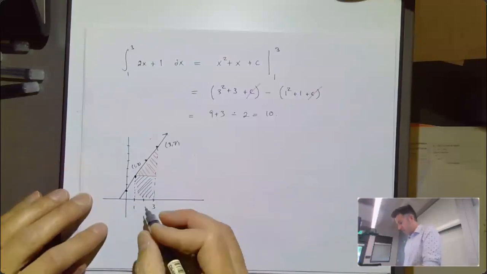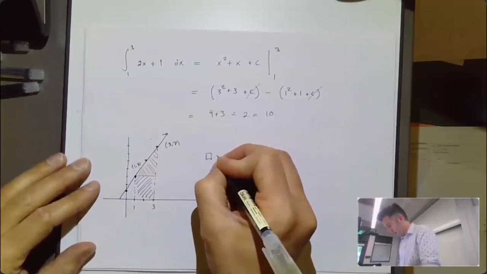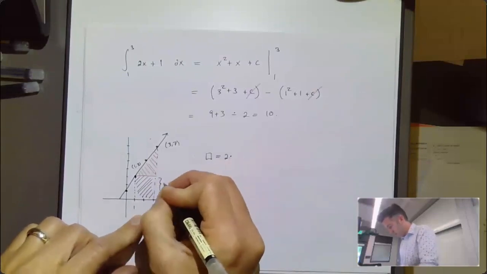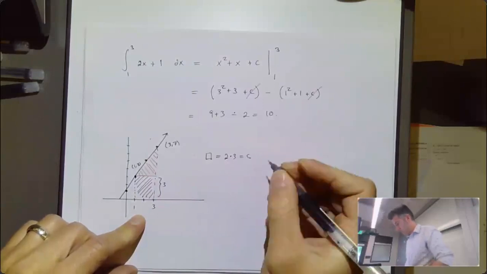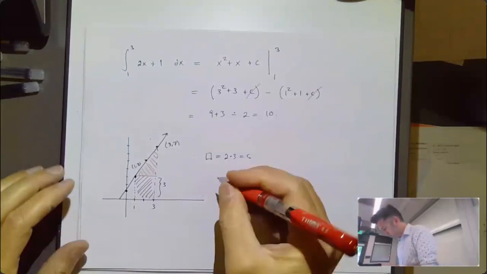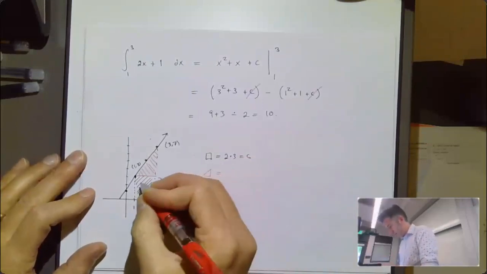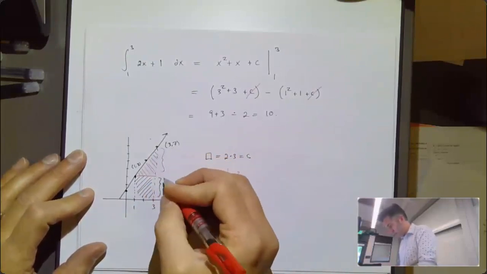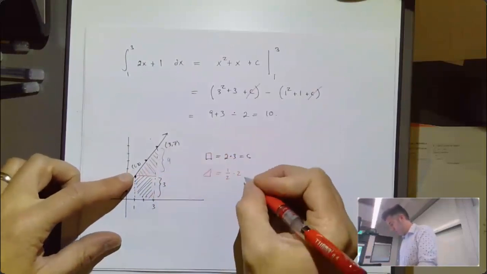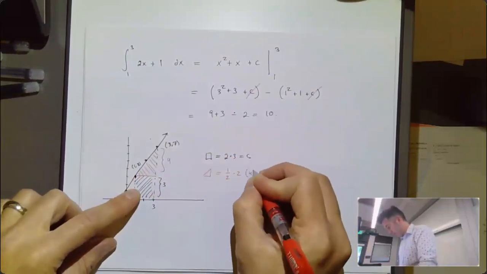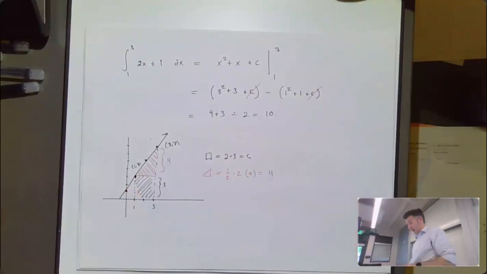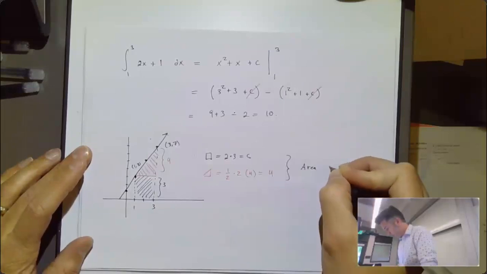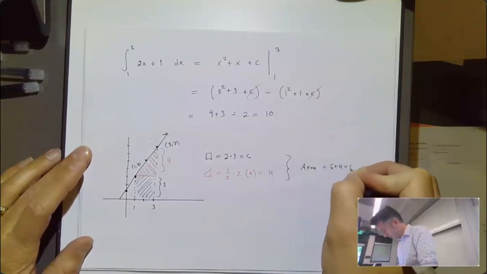So let's see. The rectangle has an area that's the base, which is 2, times the height, which is 3. So 6. And the triangle has an area with 1/2 the base times the height, which is, let's see, from 3 to 7, the height's 4. So 1/2 base times height, that's going to be just 4. And then adding them together, the total area is going to be 6 plus 4, which is 10.